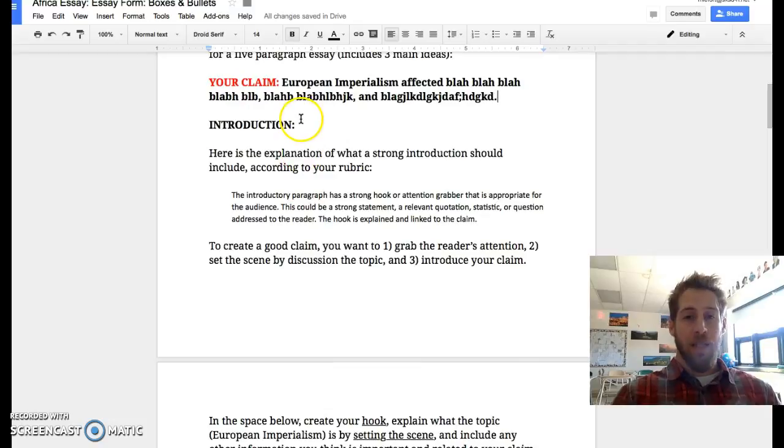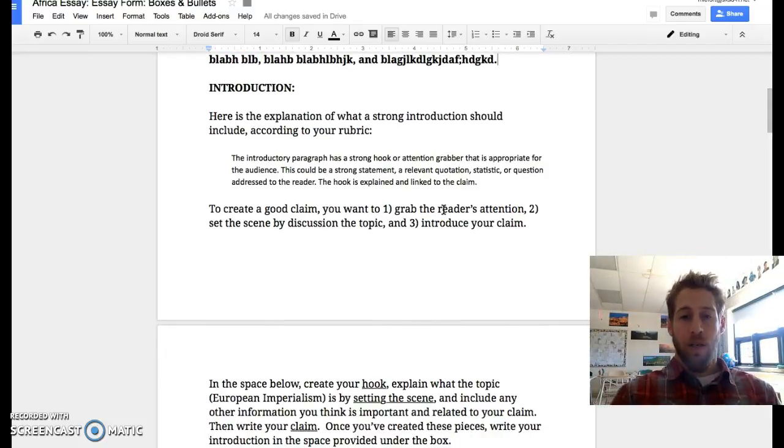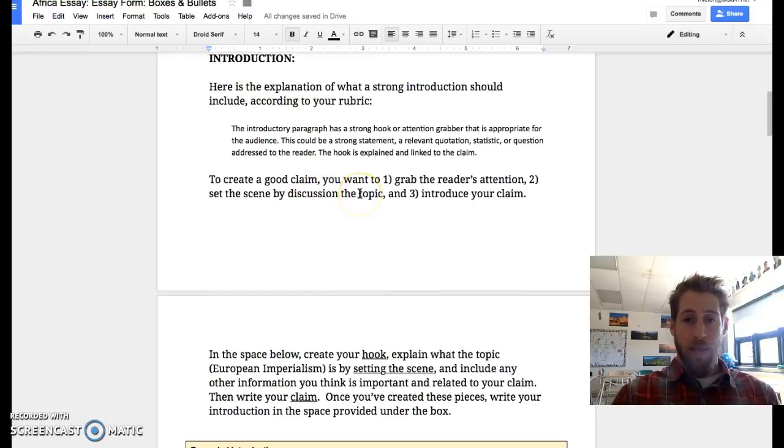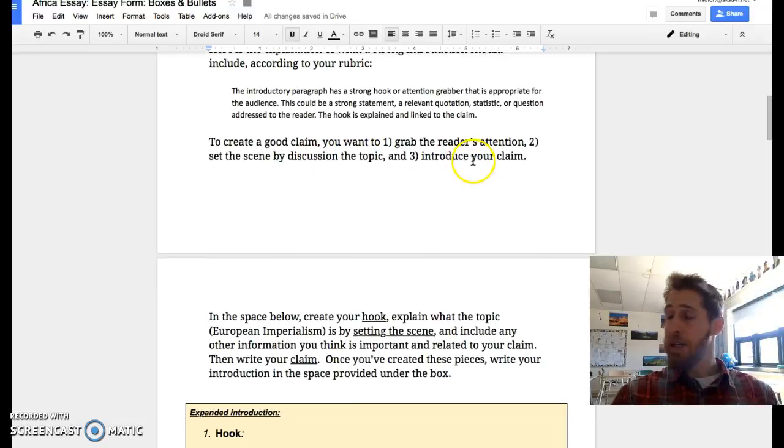So let's get to the introduction. I do want you to read this. Check it out. This is from the rubric. It's telling you what you need to have in your intro. Looking at the quick piece here, we want something that grabs the reader's attention. There's your hook. You want to set the scene by discussing the topic, and you need to introduce your claim.